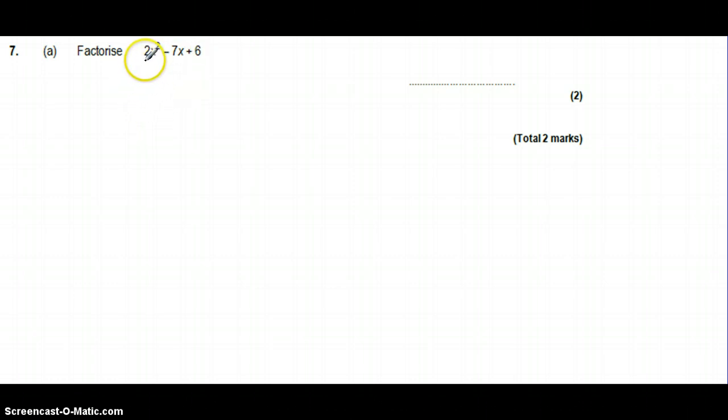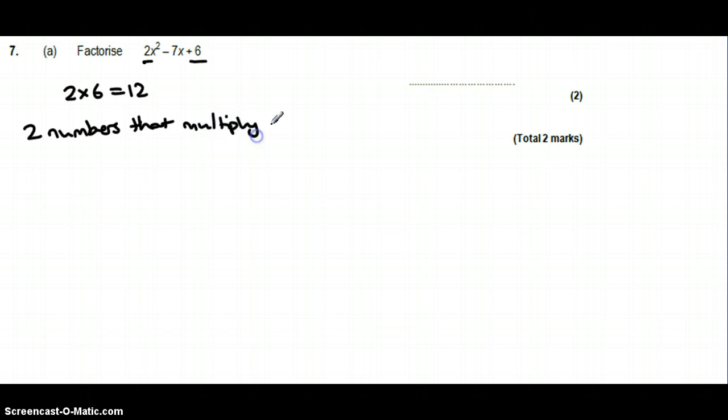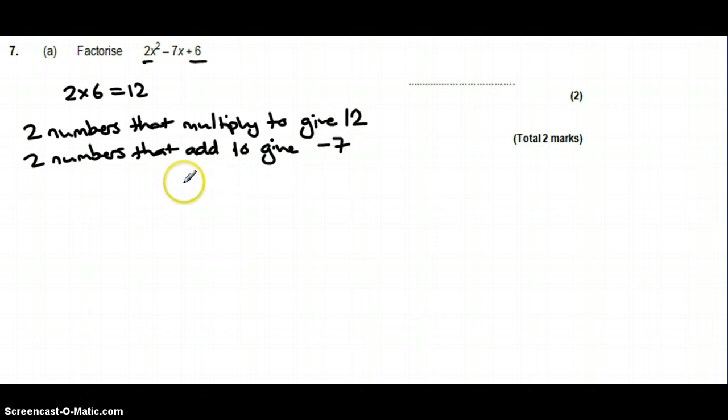So the first step is to take our x squared coefficient and our number term and multiply them together. That's now going to tell us what our two numbers we're looking for are going to multiply to give. So we're looking for two numbers that multiply to give 12, and those same two numbers will need to add to give negative 7. I'm going to say minus, but to give negative 7.